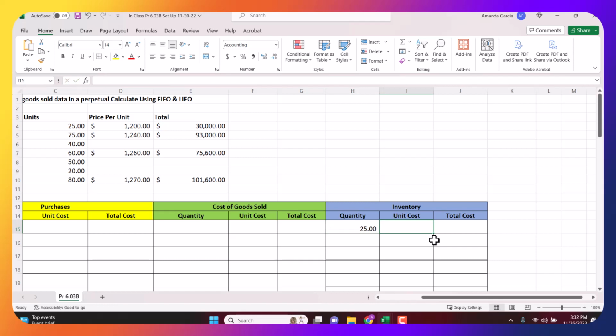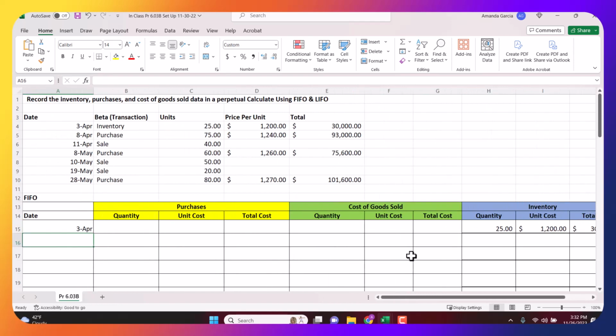So we have 25 units, taking this information, at $1,200 a unit. And what is my total cost? Well, I can type in the number, or I can use the formula equals quantity times unit cost. So $30,000. That's my beginning inventory.